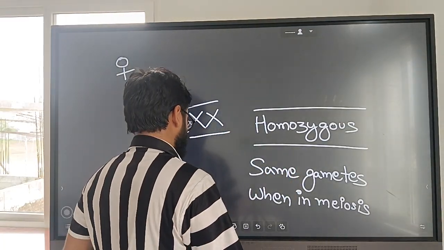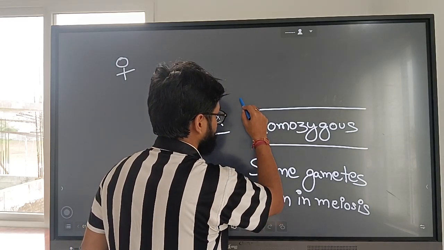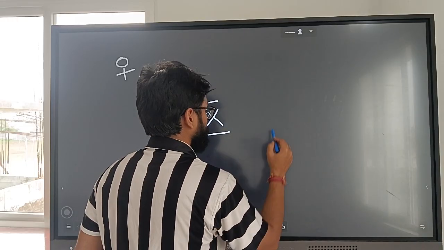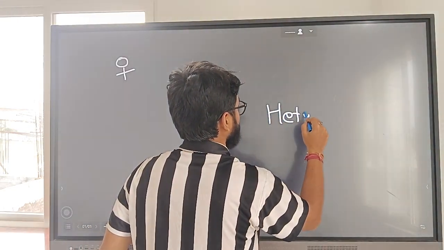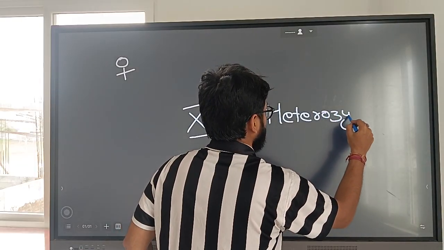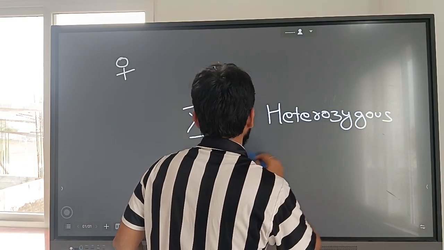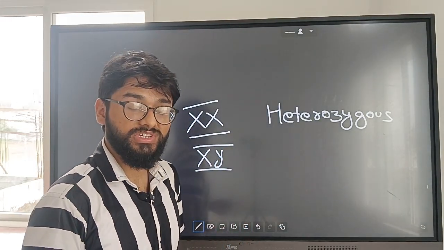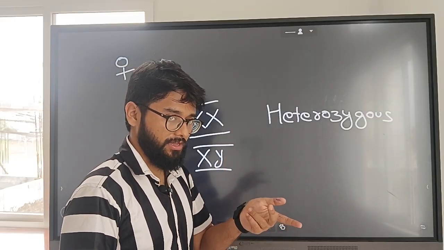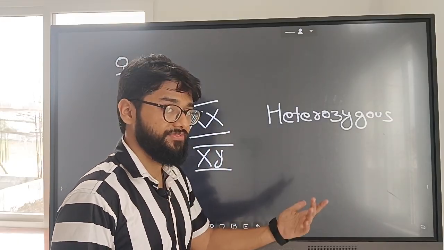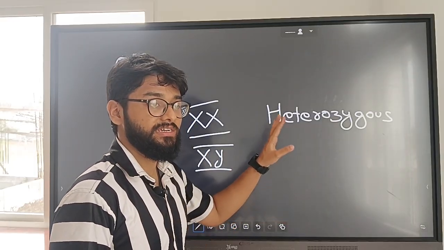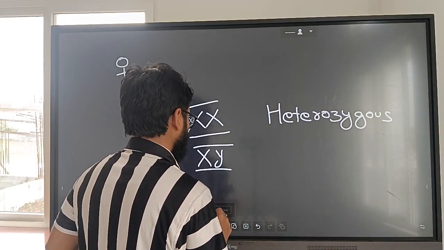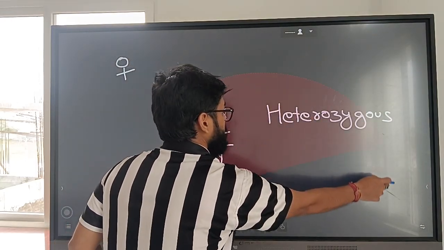Similarly, what is heterozygous? Heterozygous will be X and Y, because this creates two different types of gametes, and the result will be a bit different. In meiosis we always use the terms heterozygous or homozygous. With this we will move forward.